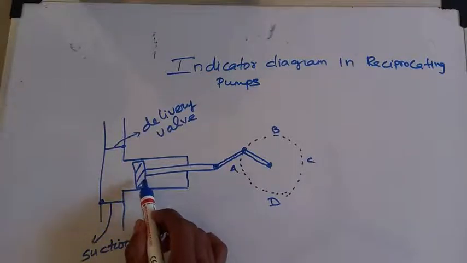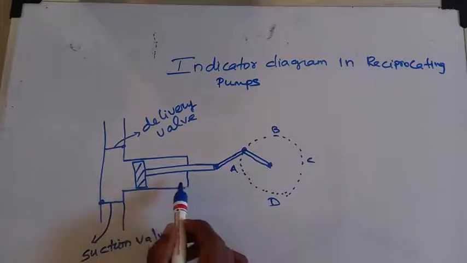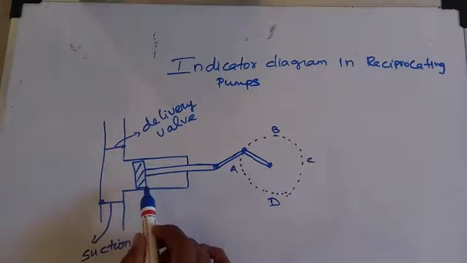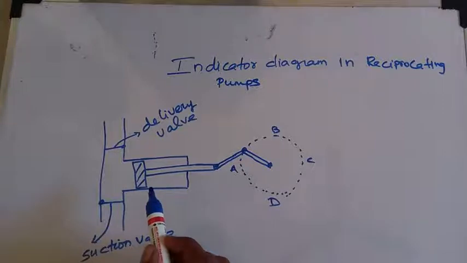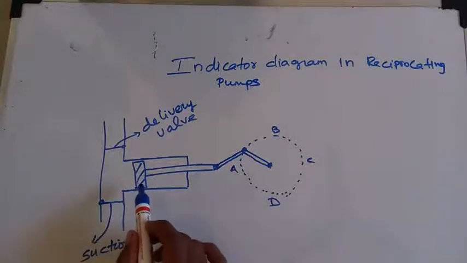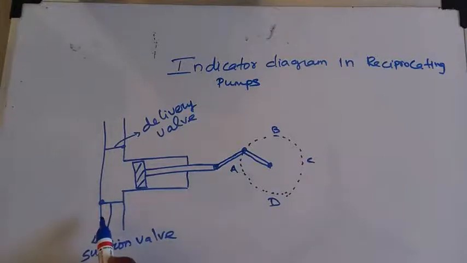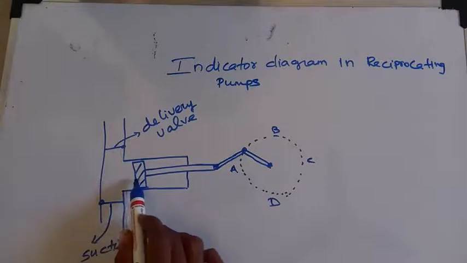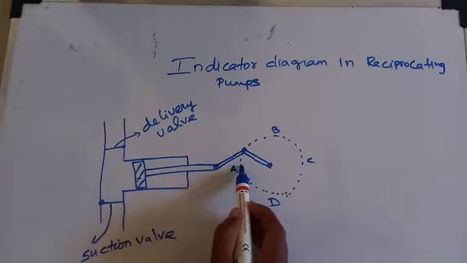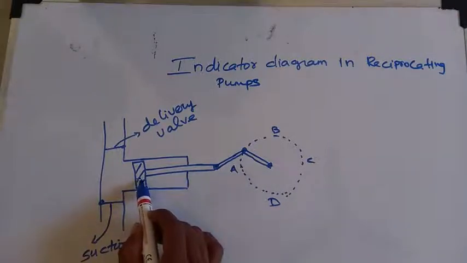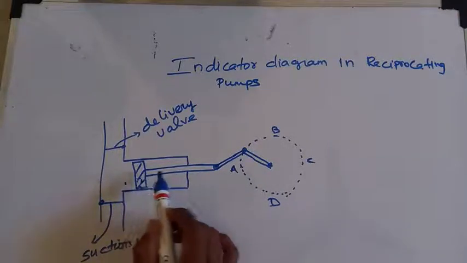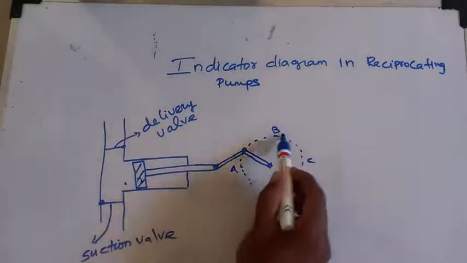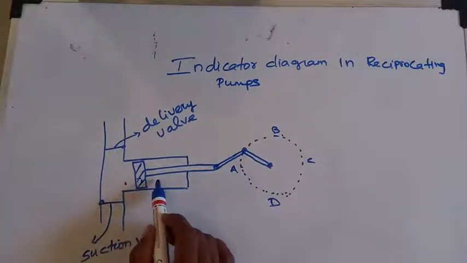Here, this piston moves front and back. It acts just like a syringe, which is used for injecting medicines into our blood. It's a suction valve. If this piston is at this position, both valves will be closed. When the crank is at A, the piston will be at this end. If it comes to B, it comes halfway.